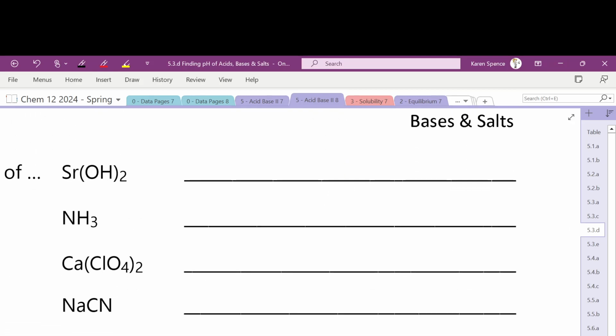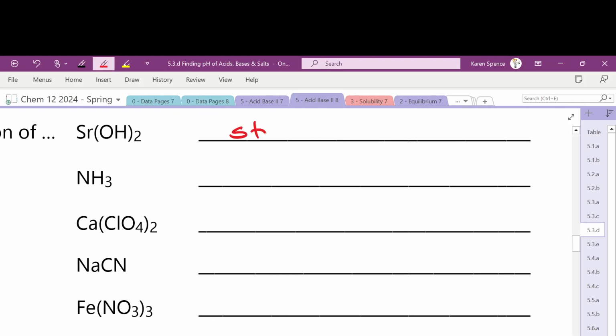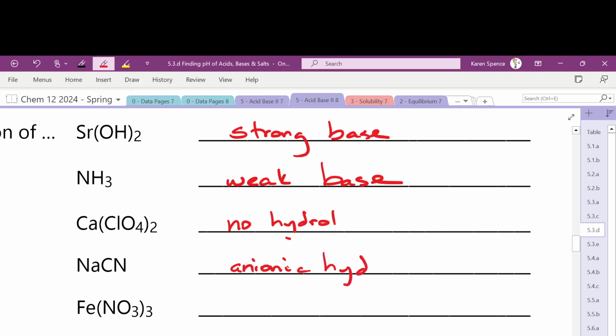And then, of course, the weak: the little old lady with the bag of rice. Now, we have left our strong base, our weak base, we have our no hydrolysis, we have our anionic hydrolysis, and we have cationic hydrolysis.